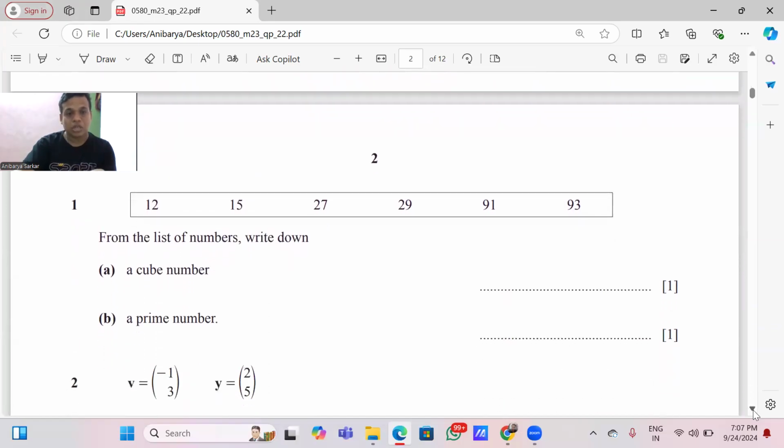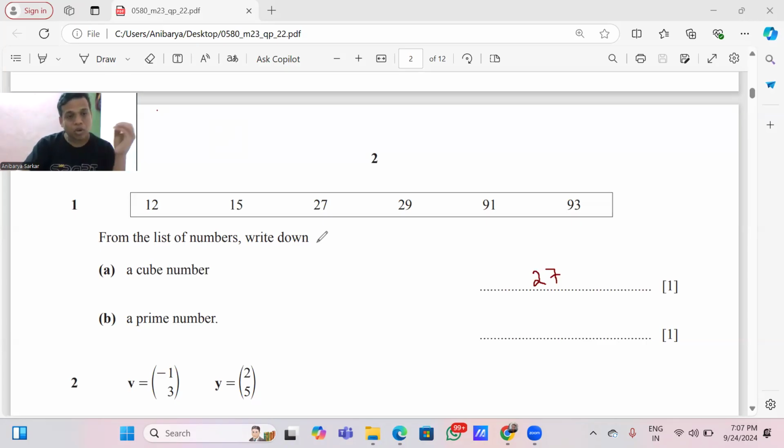So the first question. These are a set of some numbers, and they ask to find the cube number and the prime number. We all know what cube numbers are. Like, 8 is 2 cubed. 1 is also a cube number, because 1 is 1 cubed. Like this, 27 is also 3 cubed. So the cube number is 27.